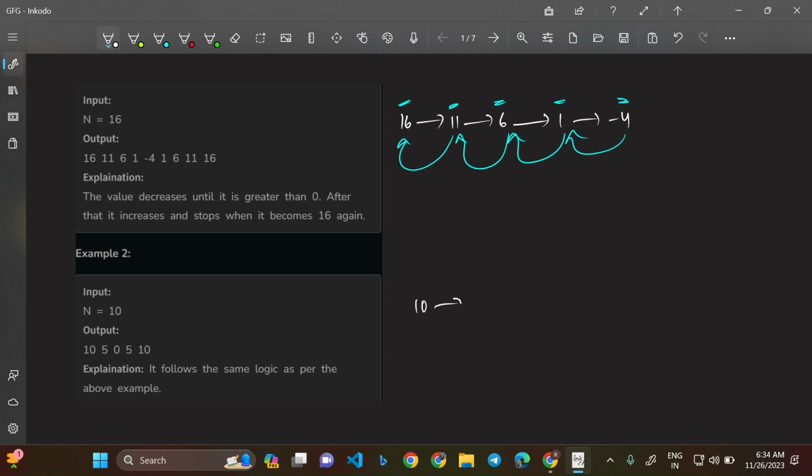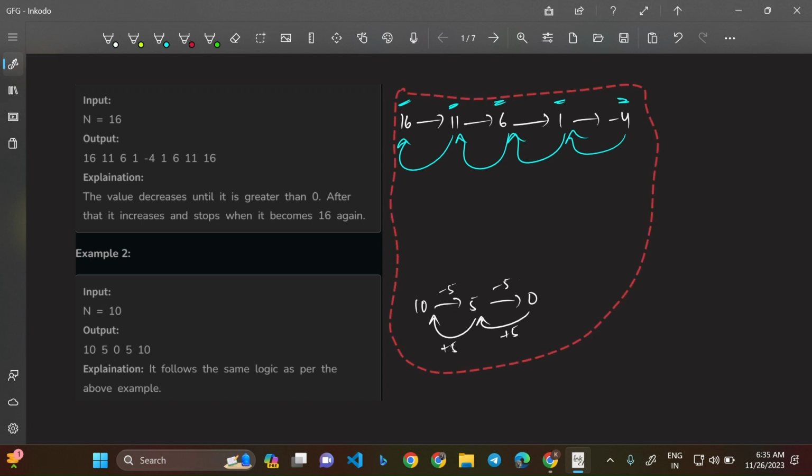So 10, you'll be calling on 5 because it's minus 5, and then again minus 5 you'll be calling on 0, and once you have got some number that is less than or equal to 0, it rebounds, or bounces back. So you'll be adding plus 5 and getting 5, and then again plus 5 and you'll be adding 10. Okay, so this is how the recursion works. Great. So I hope people understood why these are the outputs.